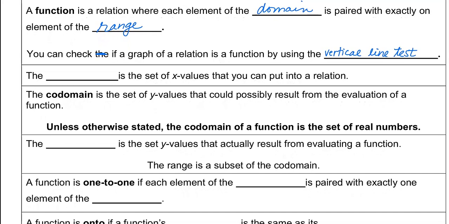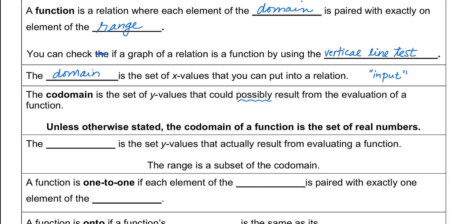The domain is the set of x values that you can put into a relation. Up above, we were calling it the input. They introduced codomain, and it's mostly just to introduce you to the word. It's used more in advanced mathematics. The codomain is the set of y values that could possibly result from the evaluation of a function.